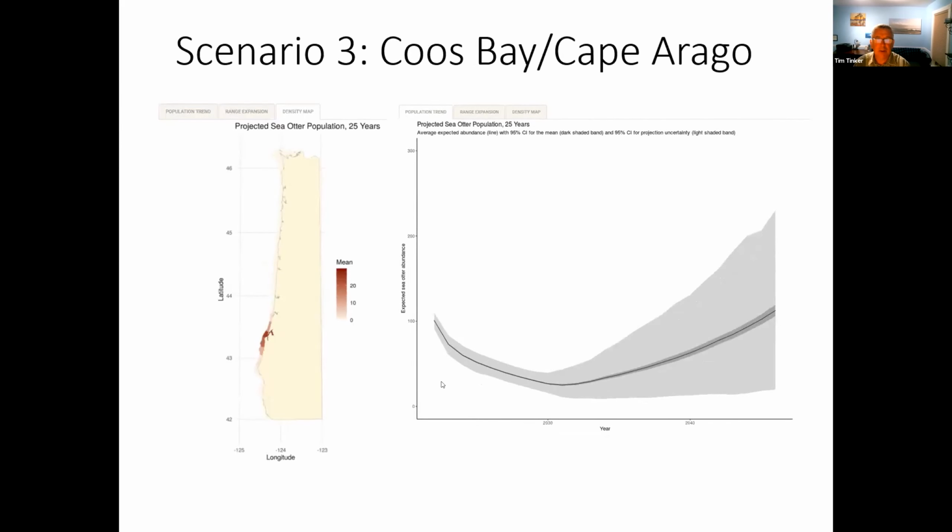This is the Coos Bay, Cape Arago, and I really apologize for any pronunciations that I'm mangling for Oregon place names, but again, I remind you it's after midnight and it's my birthday, so you have to be patient.